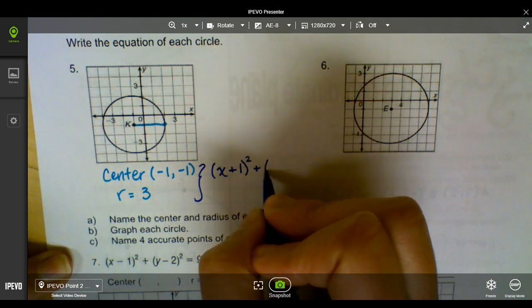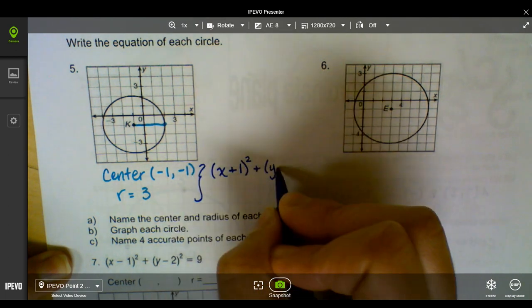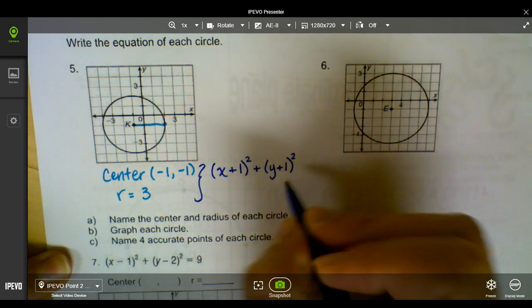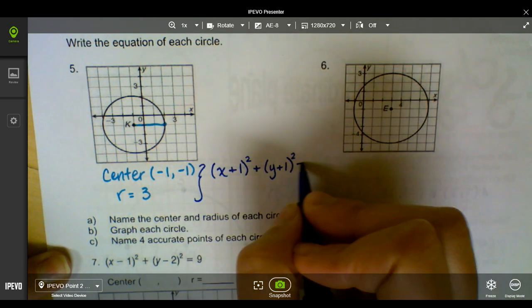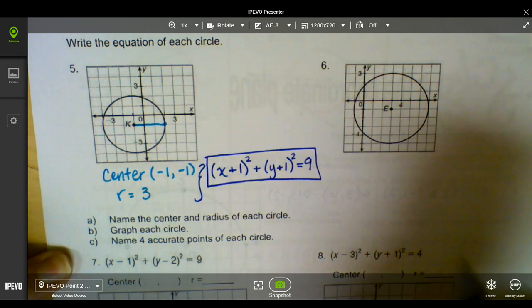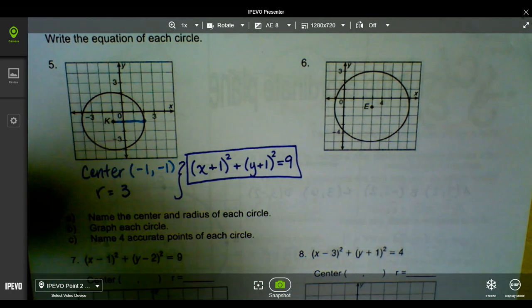And then we always add in the middle, y minus -1 again, or just the opposite of whatever sign that is. It's going to be y plus 1. And then my radius has to be squared. So 3 squared is 9. And that's the equation of this circle.